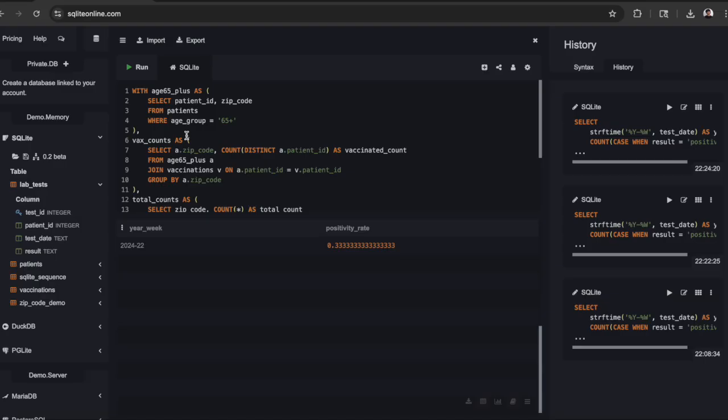First we extract all the patients who are 65 years or older and their zip code, with the total number of individuals who are 65 years and older and their zip code, then count the number of vaccinated individuals 65 years and older in each zip code. Then we count the total number of individuals 65 years and older in each zip code. Then we calculate the vaccination rate of individuals 65 years and older in each zip code by dividing those two totals, and we display the 5 lowest zip codes along with the vaccination rate.